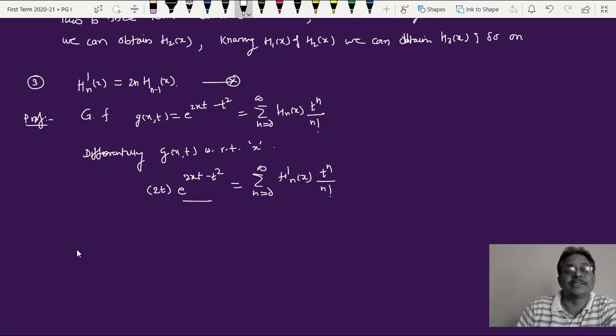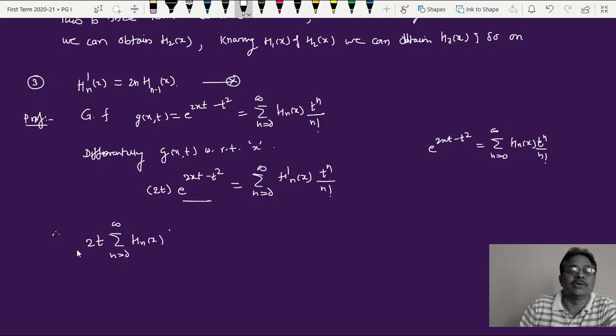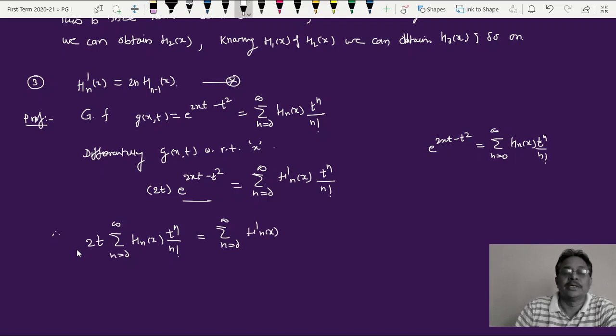So again replace this from our equation, this is what the generating function is. Here e raised to twice xt minus t square can be written as summation over n equal to 0 to infinity of H_n of x into t raised to n upon n factorial. So replace this. Therefore the next term is twice t summation n equal to 0 to infinity H_n of x into t raised to n upon n factorial is equal to summation over n equal to 0 to infinity H dash n of x into t raised to n upon n factorial.